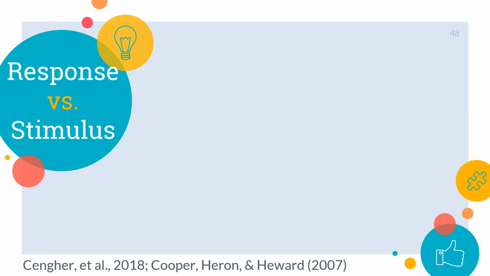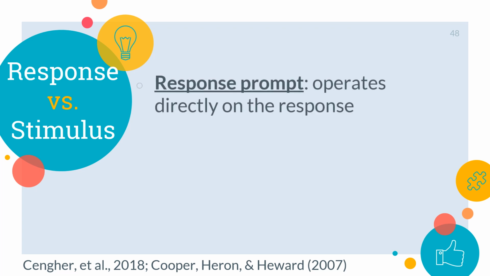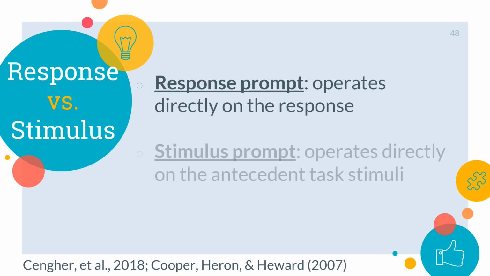Two categories of prompts exist: response prompts and stimulus prompts. Response prompts operate directly on the response. They are stimuli that are added to the discriminative stimulus that allow direct manipulations of the response and may include verbal, model, and physical prompts. Stimulus prompts operate directly on the antecedent task stimuli. They are manipulations of the antecedent task stimuli that evoke the response and may include movement, position, and redundancy of antecedent stimuli.